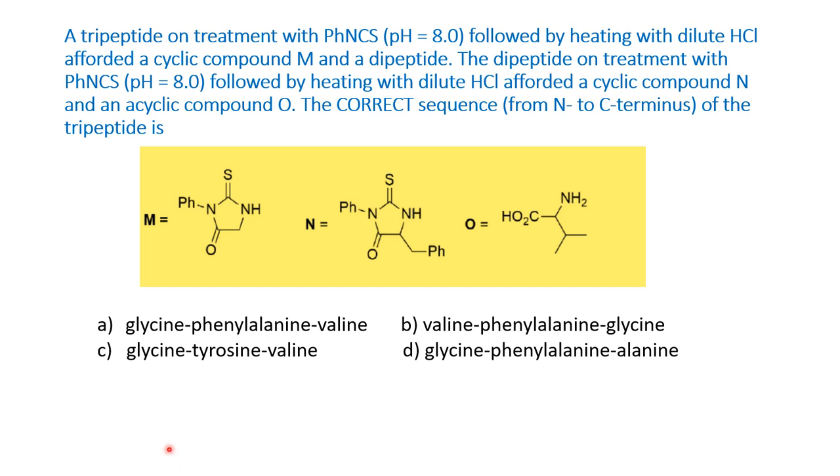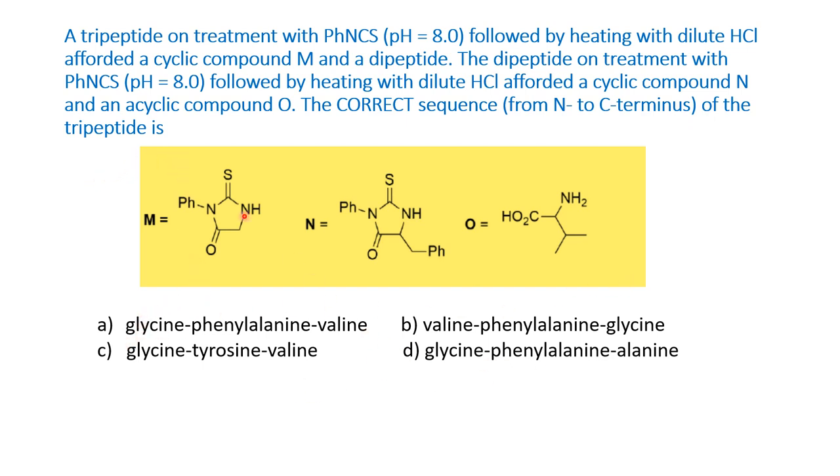So the question is this: a tripeptide on treatment with phenyl isothiocyanate at pH 8 followed by heating with dilute HCl afforded a cyclic compound M and a dipeptide. The dipeptide on treatment with phenyl isothiocyanate at pH 8 followed by heating with dilute HCl afforded a cyclic compound N and an acyclic compound O. The correct sequence from N to C terminus of the tripeptide is.